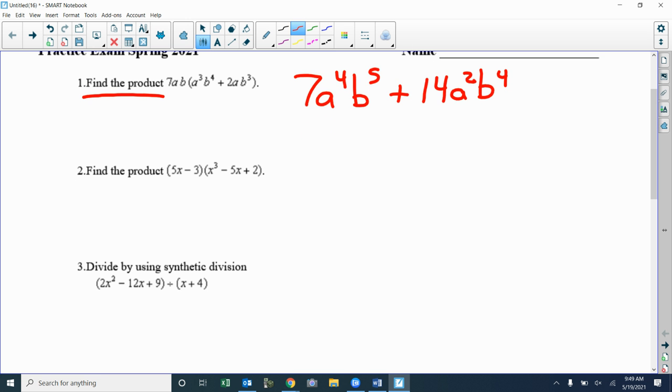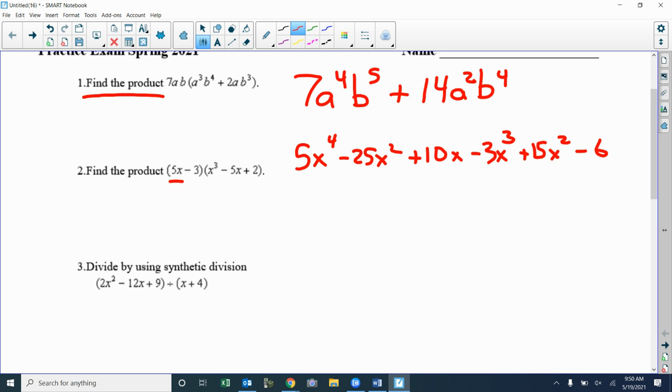Find the product, so we're gonna take this 5x and distribute it. So multiply numbers, add exponents again, 5x to the 4th minus 25x squared, and then it will be plus 10x. So we're taking 5x, multiplying numbers and adding your exponents. Now -3 times that will give me -3x cubed, and then -3 times -5 would be positive 15x squared, and we'll finish up with -3 times 2 and give me -6.